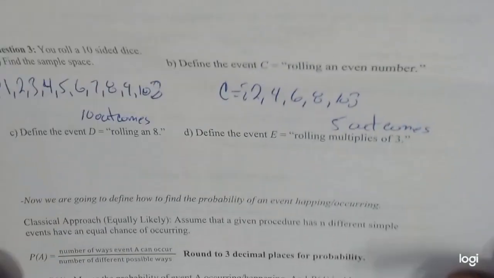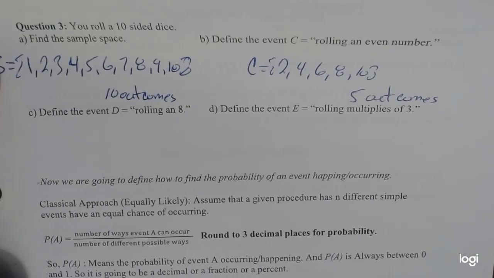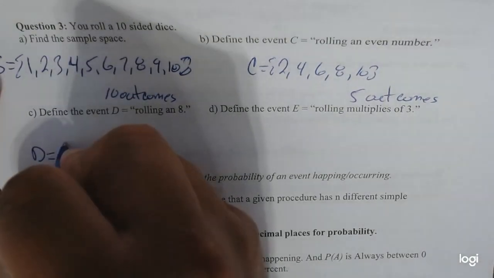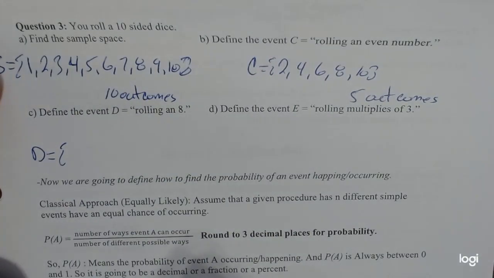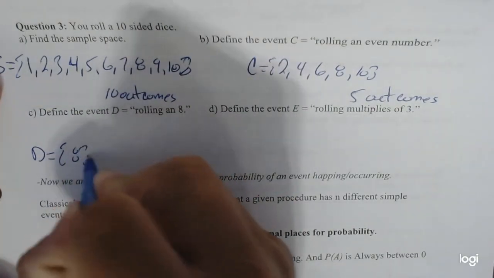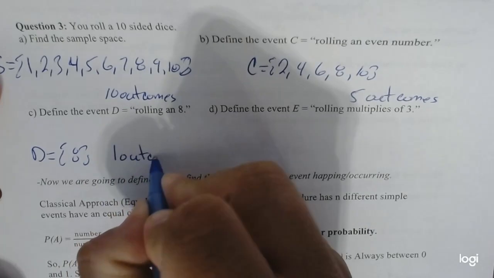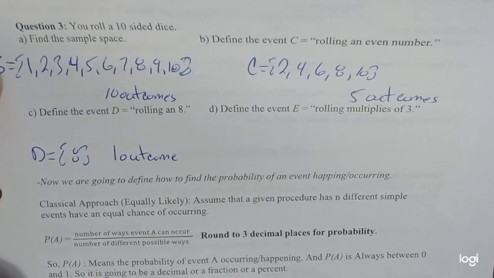Okay. Next one, C, rolling an 8. Okay, so what are the ways of getting an 8? There's only one outcome, right? There's only one way you can get an 8. It's just one outcome. There's no multiple 8s there.